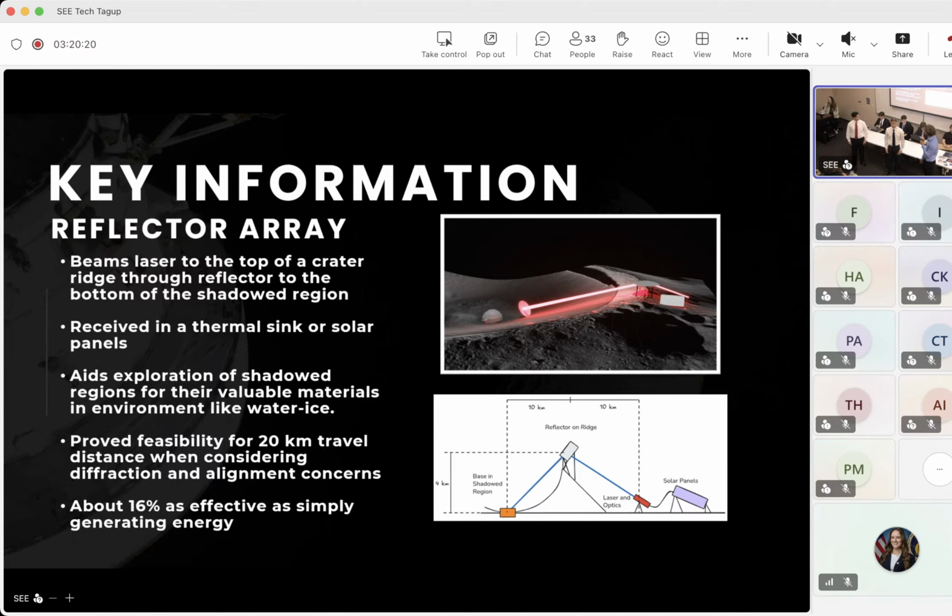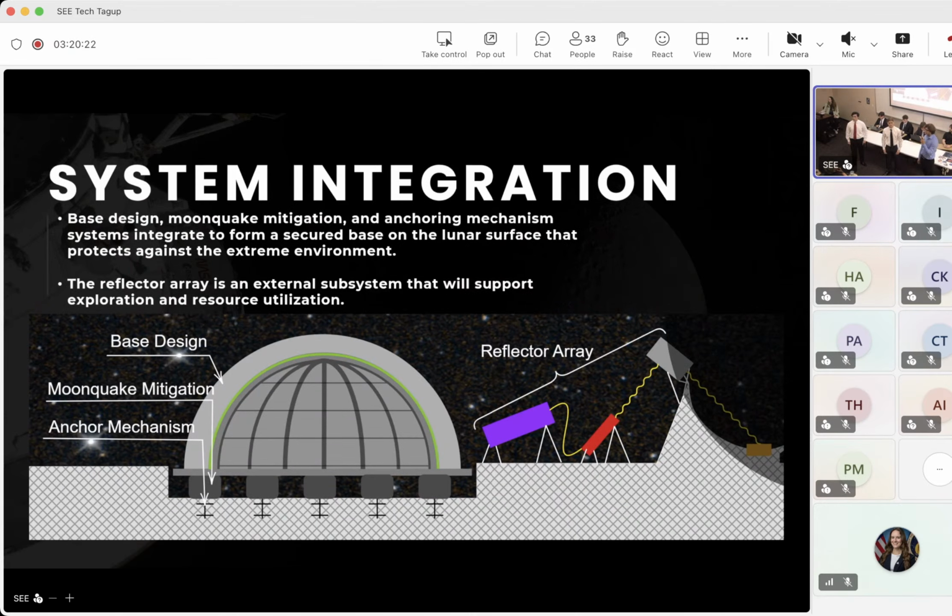Next slide, please. And so here's a diagram of all four subsystems together. On the left is the base design with the ring dome and the radiation shielding. Below it is the moonquake mitigation system using the sliding bearings, and anchoring that to the moon's surface is the modular auger system, and then on the right is the previous subsystem for exploration.